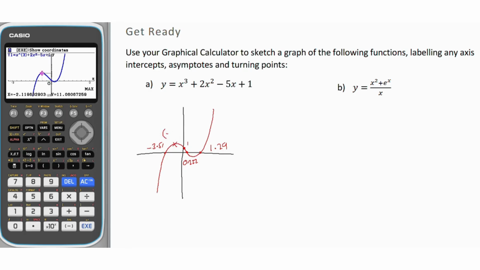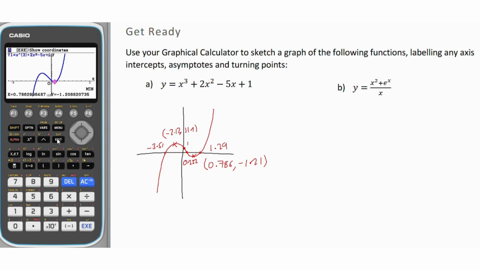The max is at 2.12 when I round that, 11.1. And the minimum is at 0.786, minus 1.21.